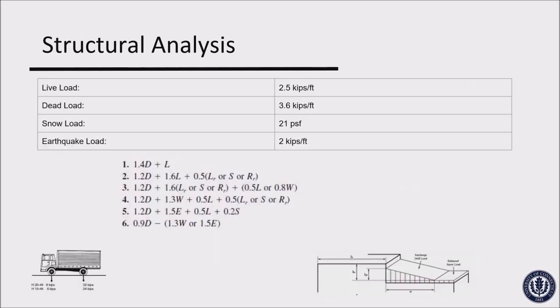Next, we took a look at structural analysis calculations to determine the capacity of the existing bridge, as well as the demand the new bridge would have to handle to ensure structural adequacy. We utilized the ASCE manual as well as AASHTO code to do so.